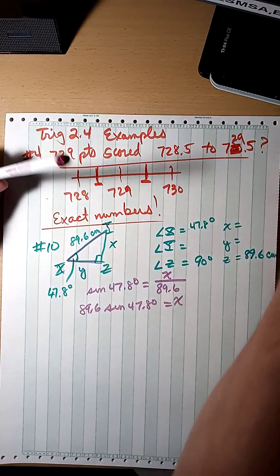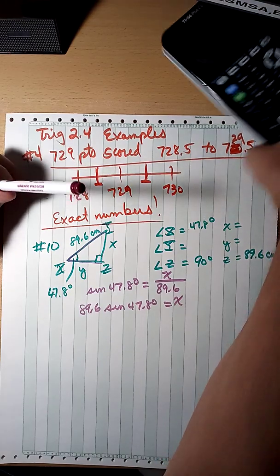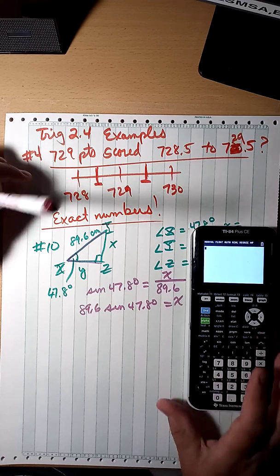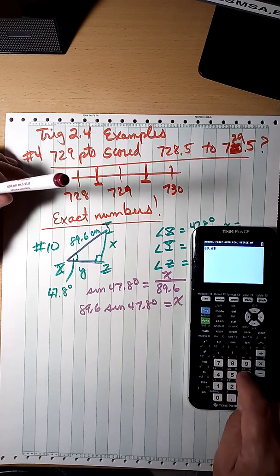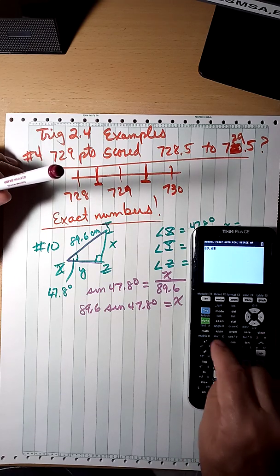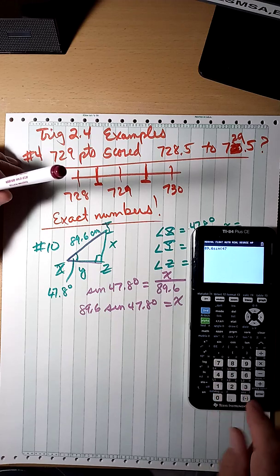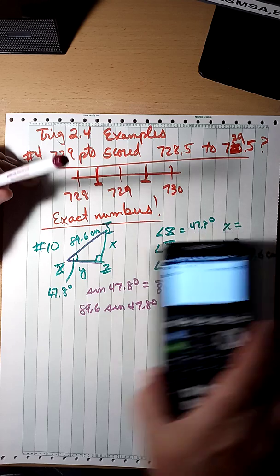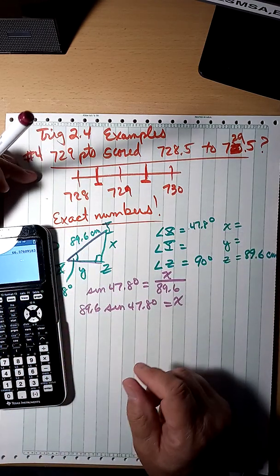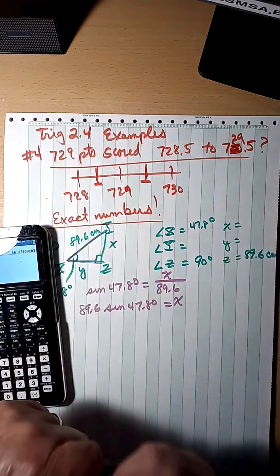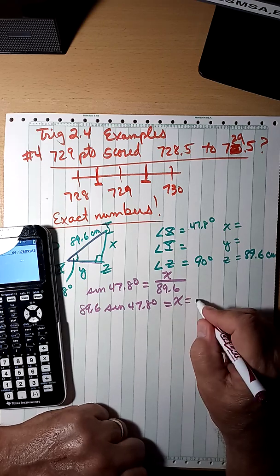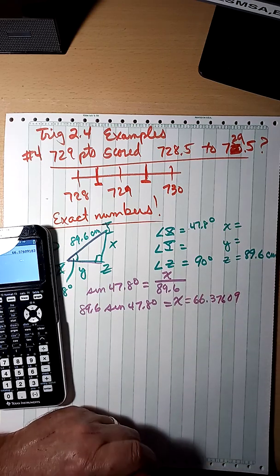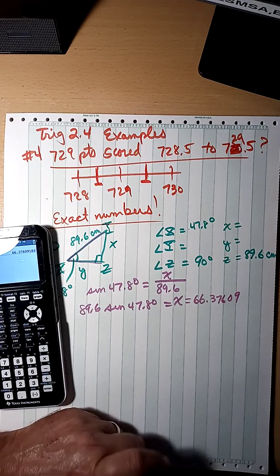Let's figure out what that is. Clear out the old stuff. 89.6 times the sine of 47.8, and it gives me 66.3760. Well, write it down. 66.37609. Now, how many significant figures should I use?